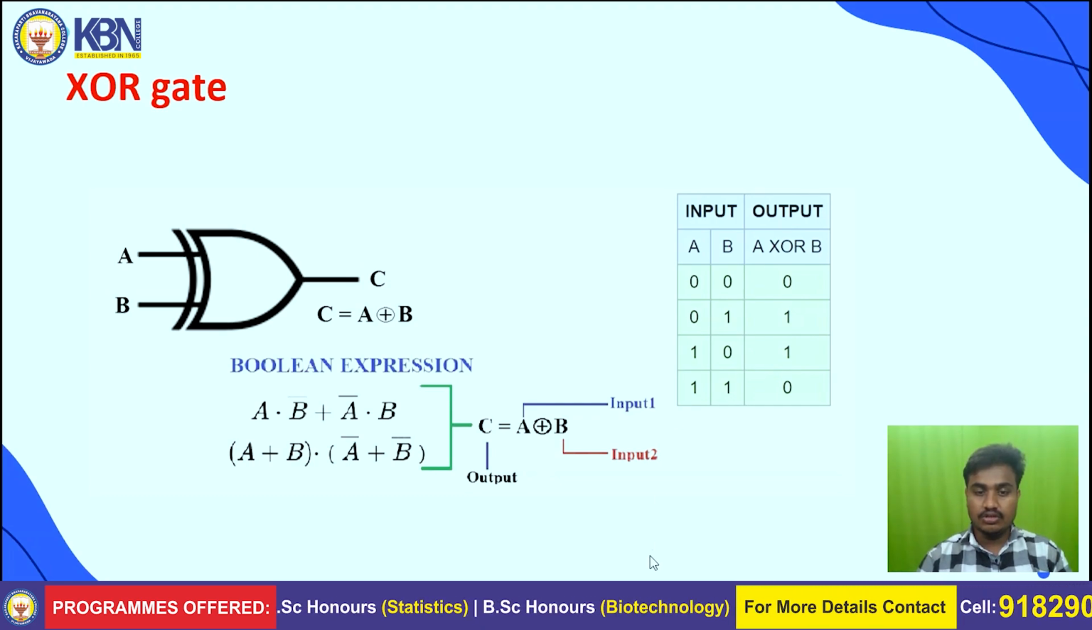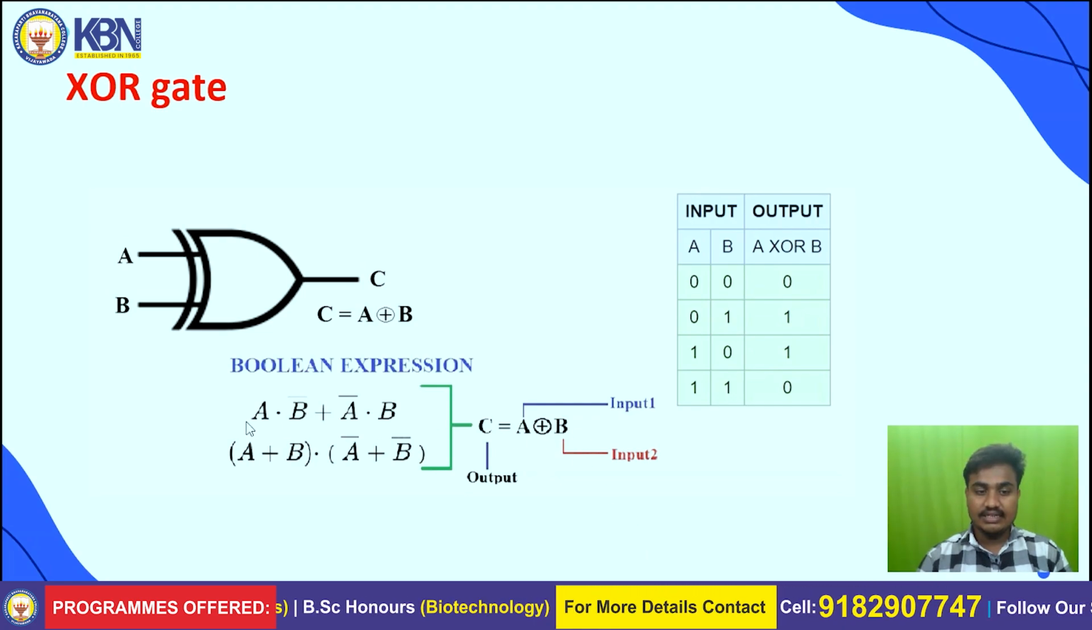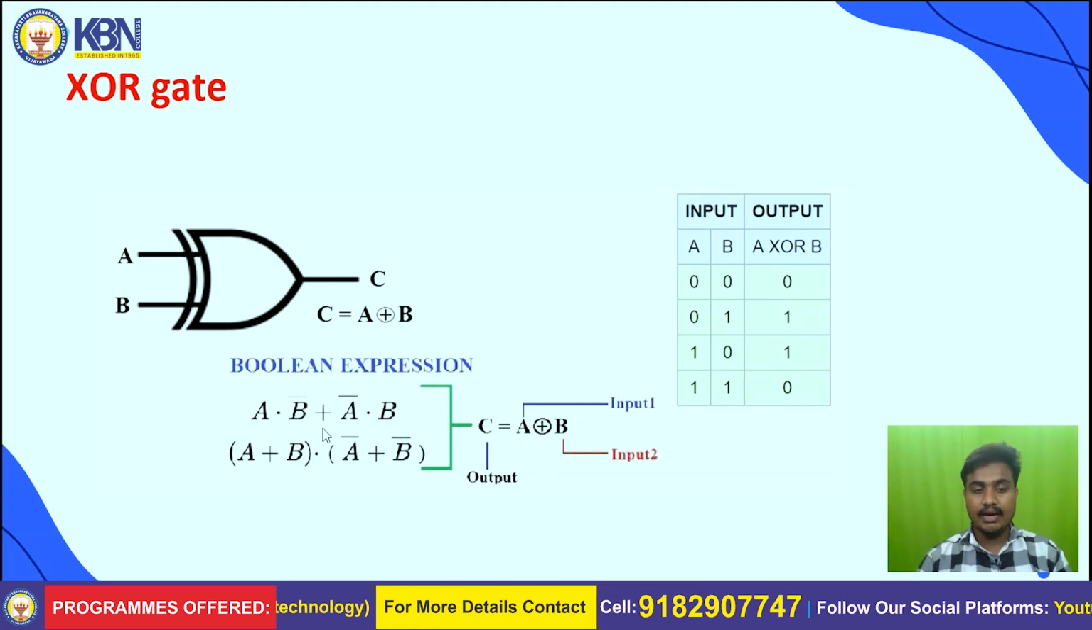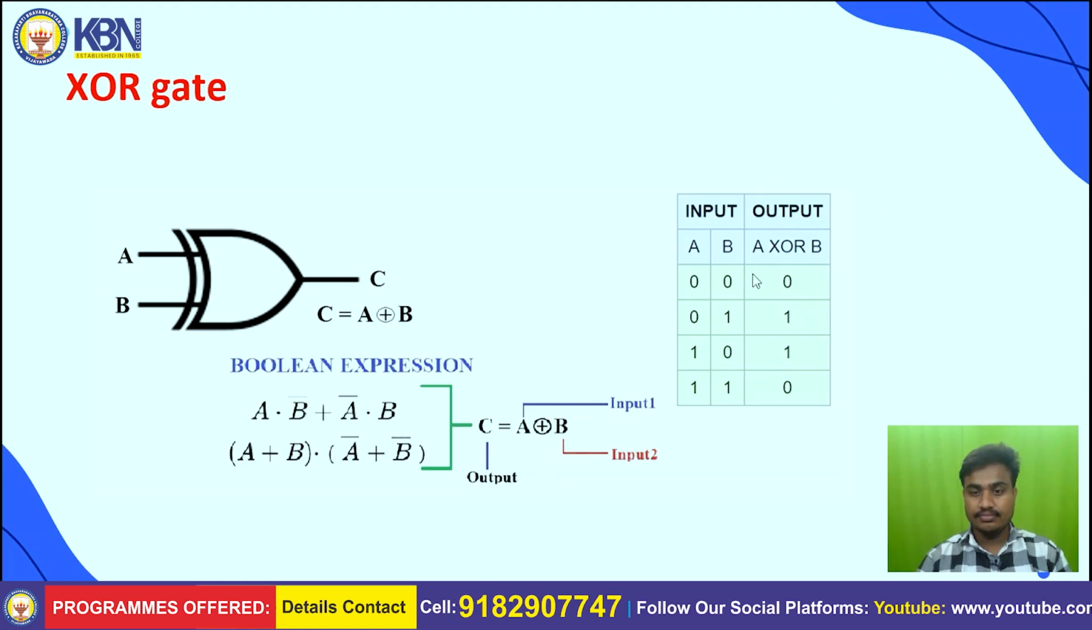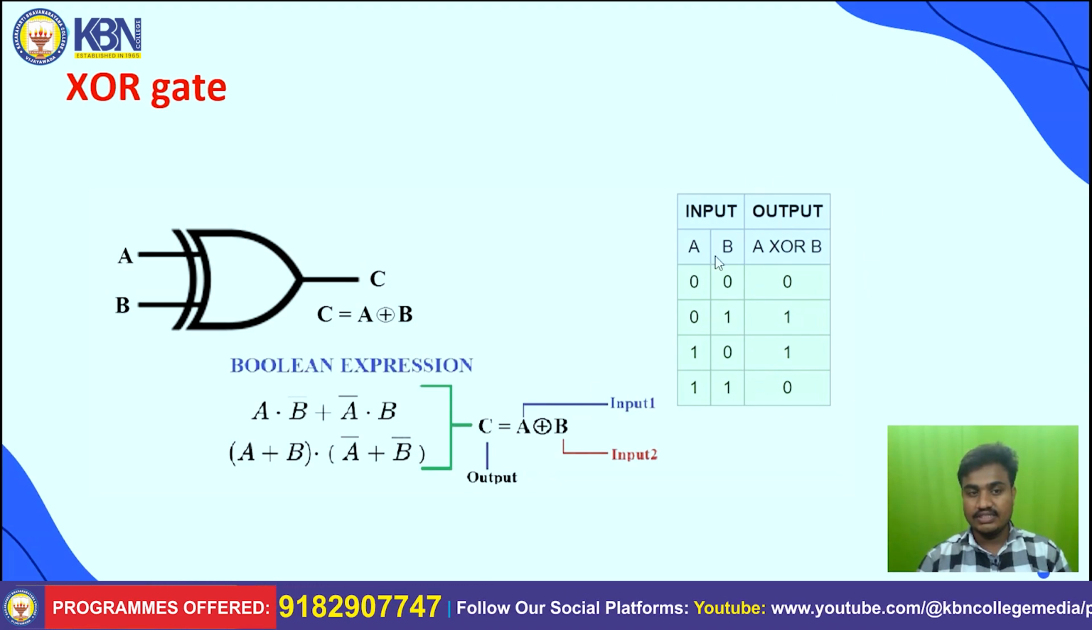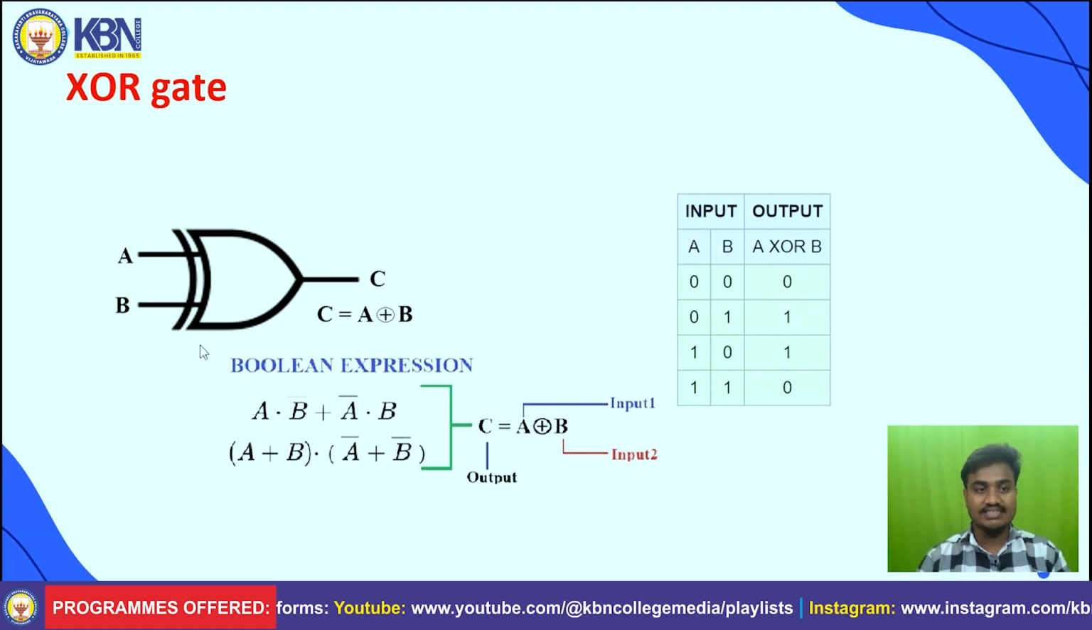A exclusive OR B means A dot B bar plus A bar dot B. This is the truth table of the exclusive OR gate, and this is the symbol to represent the exclusive OR gate. A and B are two inputs and C is the output. C is equal to A exclusive OR B.